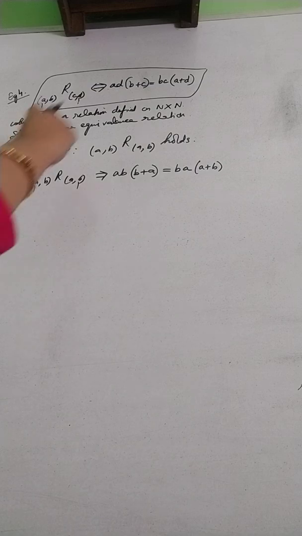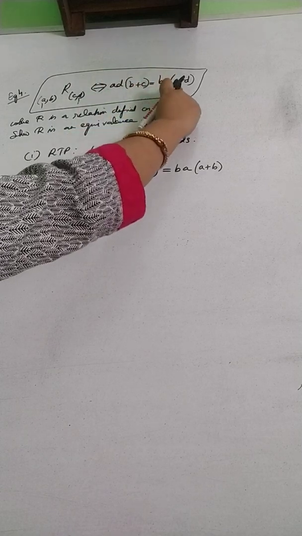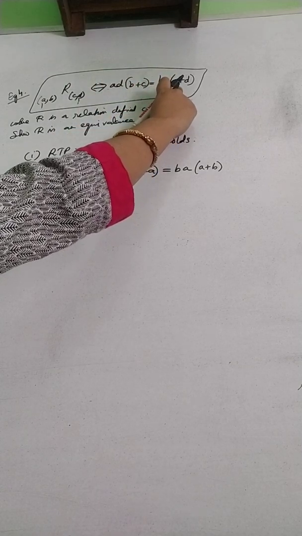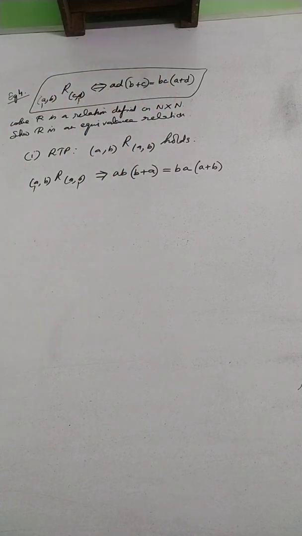That is, the components that had multiplication is now having addition between them, and the components that had addition is now having multiplication between them. So this is what we have. Now the question is whether it is true or not. That you have to justify.